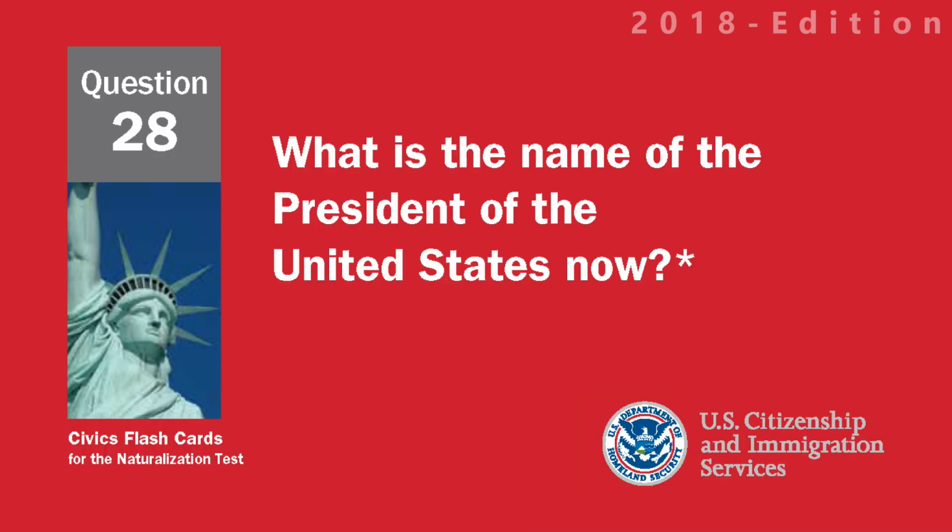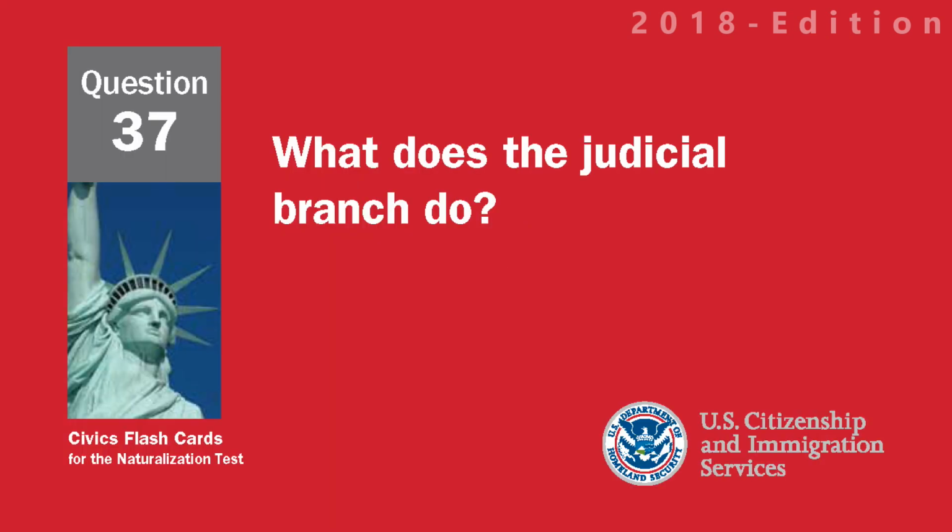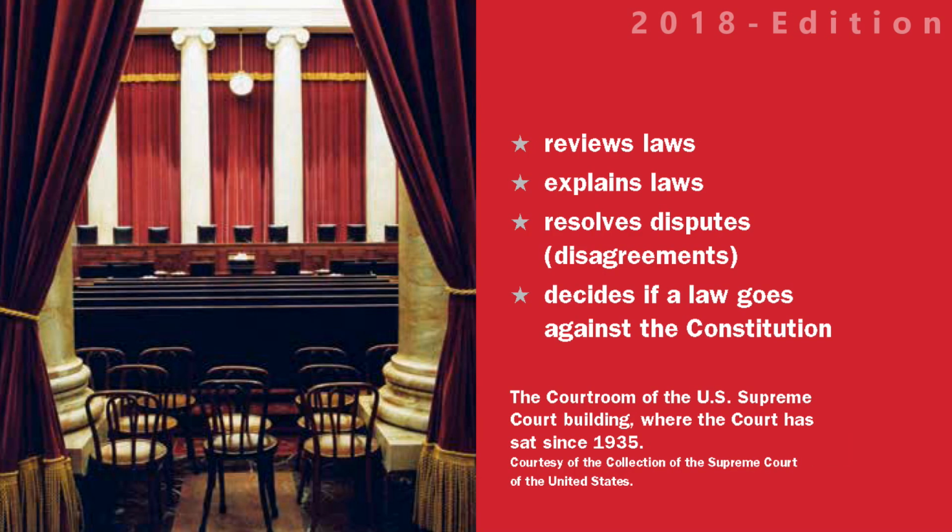What is the name of the President of the United States now? Donald J. Trump. Donald Trump. Trump. What does the judicial branch do? Reviews laws. Explains laws. Resolves disputes. Disagreements. Decides if a law goes against the Constitution.